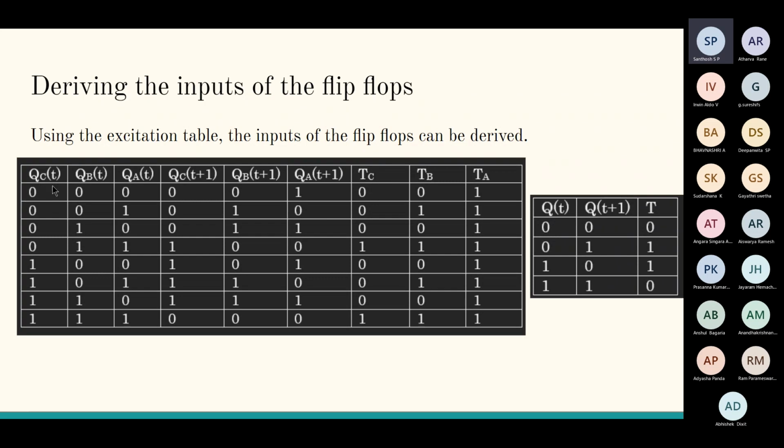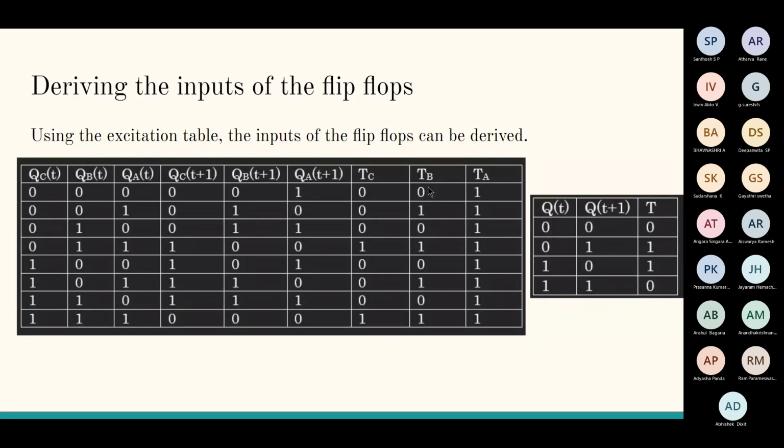Let's do this. In the first row, the present state QC is 0 and the next state is also 0, so the input TC is 0. In the second row, the present state is 0 and the next state is 0, so the input is again 0. Similarly, we can do this for every entry. Let's consider the last entry: the present state is 1 and the next state is 0. As you can see, the next state is the complement of the present state, so the input of the C flip-flop is 1.